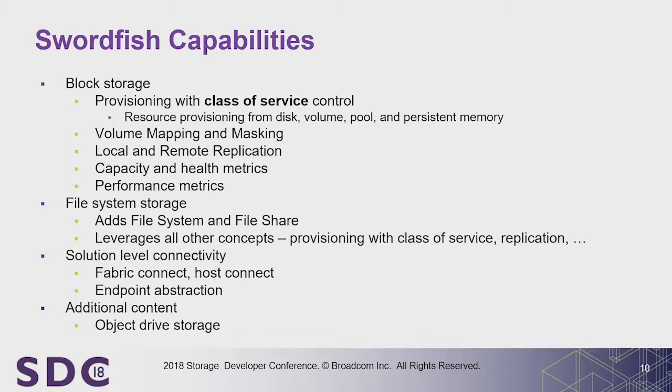One of the things to note here is we have resource provisioning from disk: volumes, storage pools, hierarchies of pools from pools, volumes from volumes, volumes from pools, and persistent memory. The model has been included to allow storage pools to be created from persistent memory and memory chunks, and so as persistent memory implementations start to roll out, we've pre-enabled everything for Swordfish. So volume mapping and masking, obviously, local and remote replication, capacity and health metrics. We have performance metrics for all of those types of objects: volumes, pools, storage services, all the levels in the system.